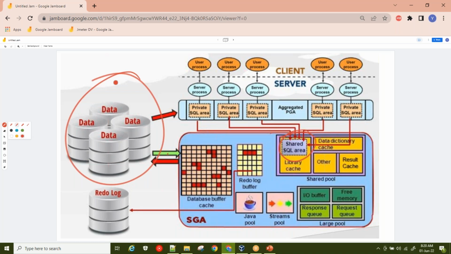So in this way, the shared pool has the shared SQL area, data dictionary cache, and result cache. We will see these components in more in-depth detail, because there are further components inside this. So that we will see as we progress.